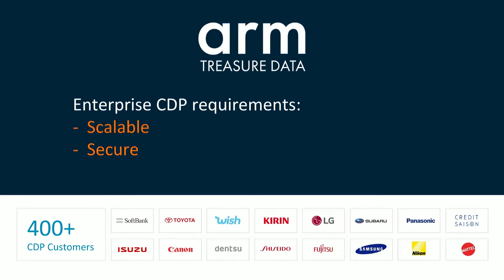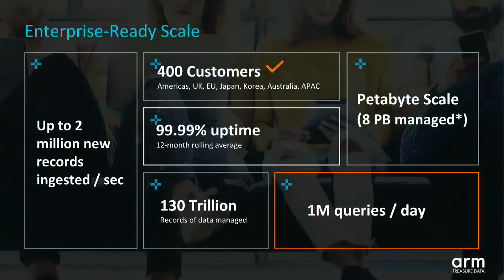because scalability and security are the fundamental hurdles for any enterprise deployment. When it comes to scale for our 400 customers, we're ingesting 2 million new customer records per second. We're managing 8 petabytes of data at any given moment in time, equating to about 130 trillion records of data. We're also running 1 million queries a day. To give you a sense of scale, that's more than Netflix, Uber, and Facebook combined. And finally, all that comes with a near 100% uptime, which also makes us industry leaders in platform reliability.